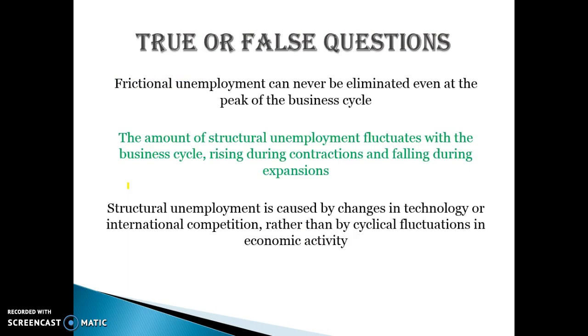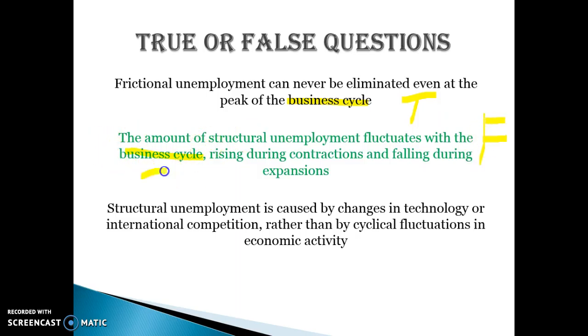A couple of quick true or false questions. Frictional unemployment can never be eliminated even at the peak of the business cycle. That's true because there will always be people between jobs. Regardless of the level of demand, there will always be some person that's left their last job because they didn't like it to get a new one. So that is true. The amount of structural unemployment fluctuates with the business cycle, rising during contractions and falling during expansions. That is false. It's got nothing to do with the business cycle.